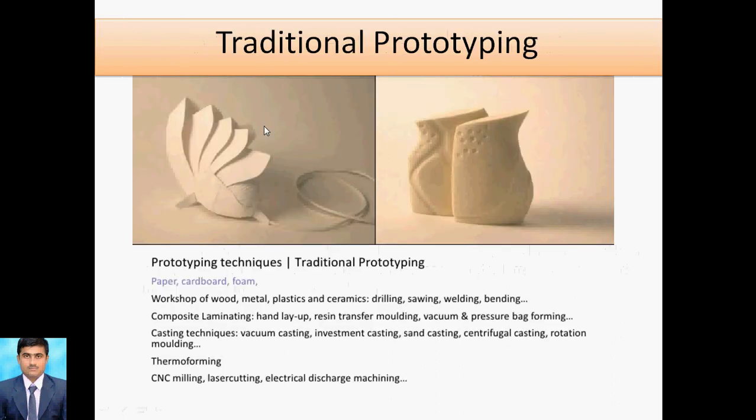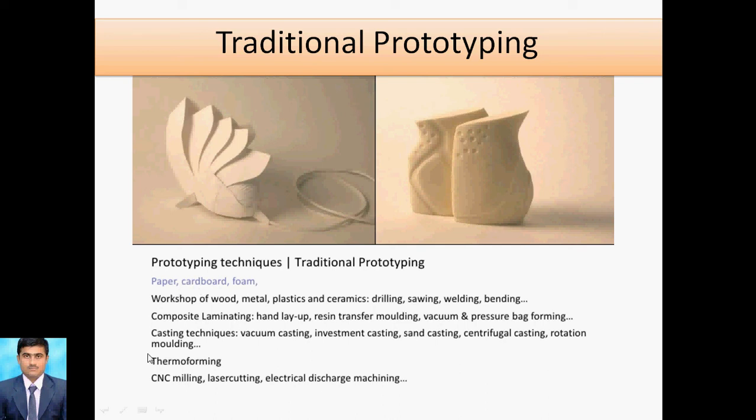Then we go for traditional prototyping. Traditional prototyping is done by paperwork, cardboard work, or foam work, as well as in the workshop. We can use wood patterns, metal patterns, plastic patterns, ceramic patterns. With the help of these we can create a model and check the functionality as well as physical ability. Here also we can use casting techniques. Then you can also use modern tools, that is CNC milling, laser cutting, then EDM. So this is regarding traditional prototyping.